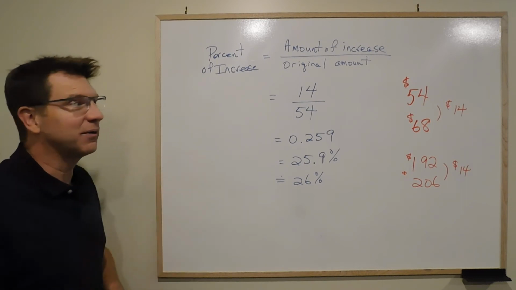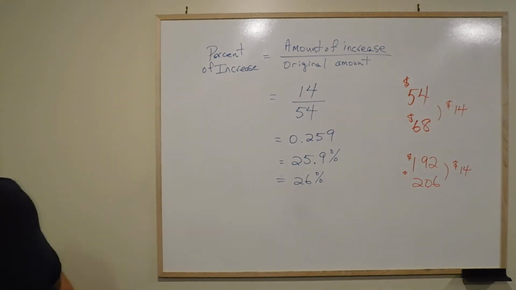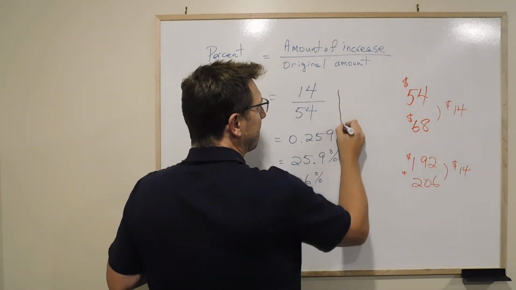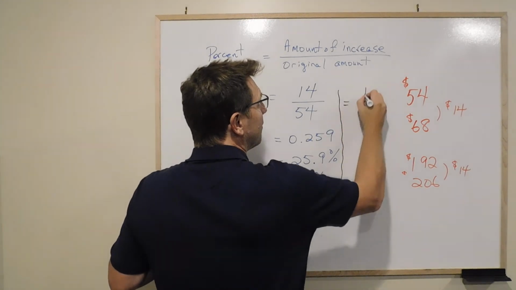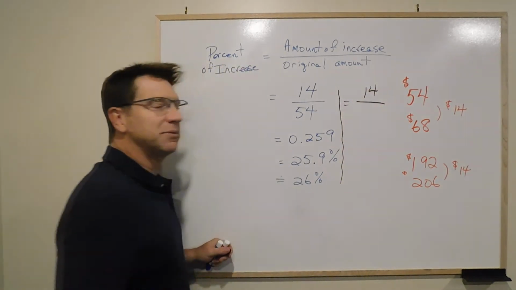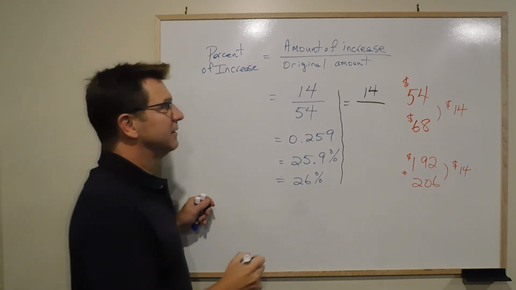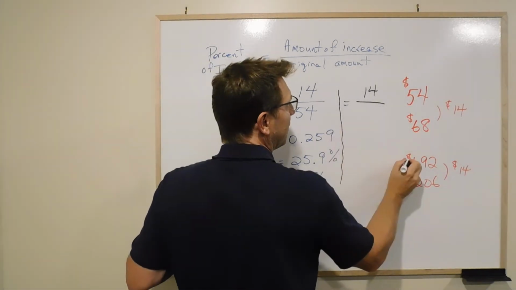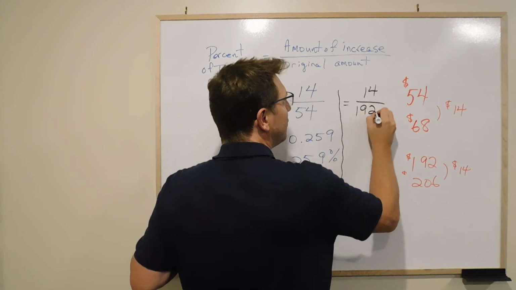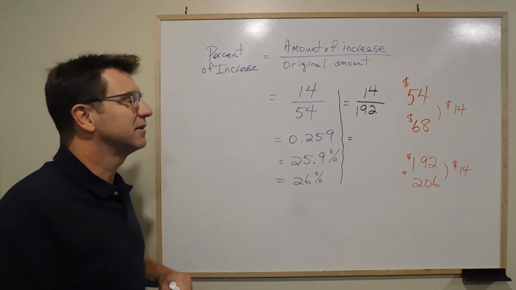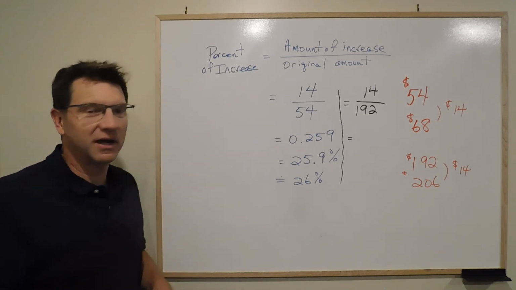If we look at the other question, I'm going to leave this one. I'm going to do the other question in black. Right? If we look at the other one, well, the amount of increase was still $14, so that doesn't change, right? But the original amount was $192. Right? So you say, okay, what's 14 divided by 192?